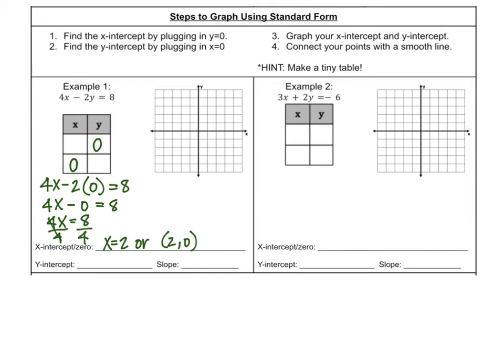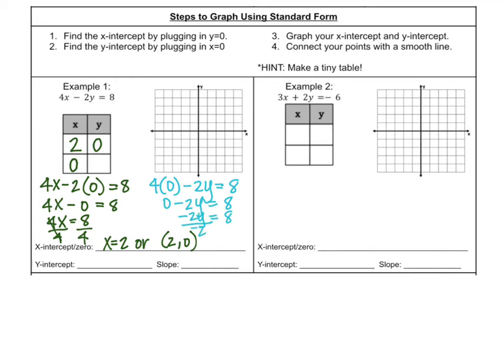Now let's find our y-intercept. Before I do that, let's plug in my value in the tiny table. We have a 2, so when y is 0, x is 2. Now continuing to find my y-intercept, we have 4x. Instead of x, I'm going to plug in 0 this time, and continue to copy: minus 2y equals 8. 4 times 0 is 0, so 0 minus 2y equals 8. That gets me negative 2y equals 8.